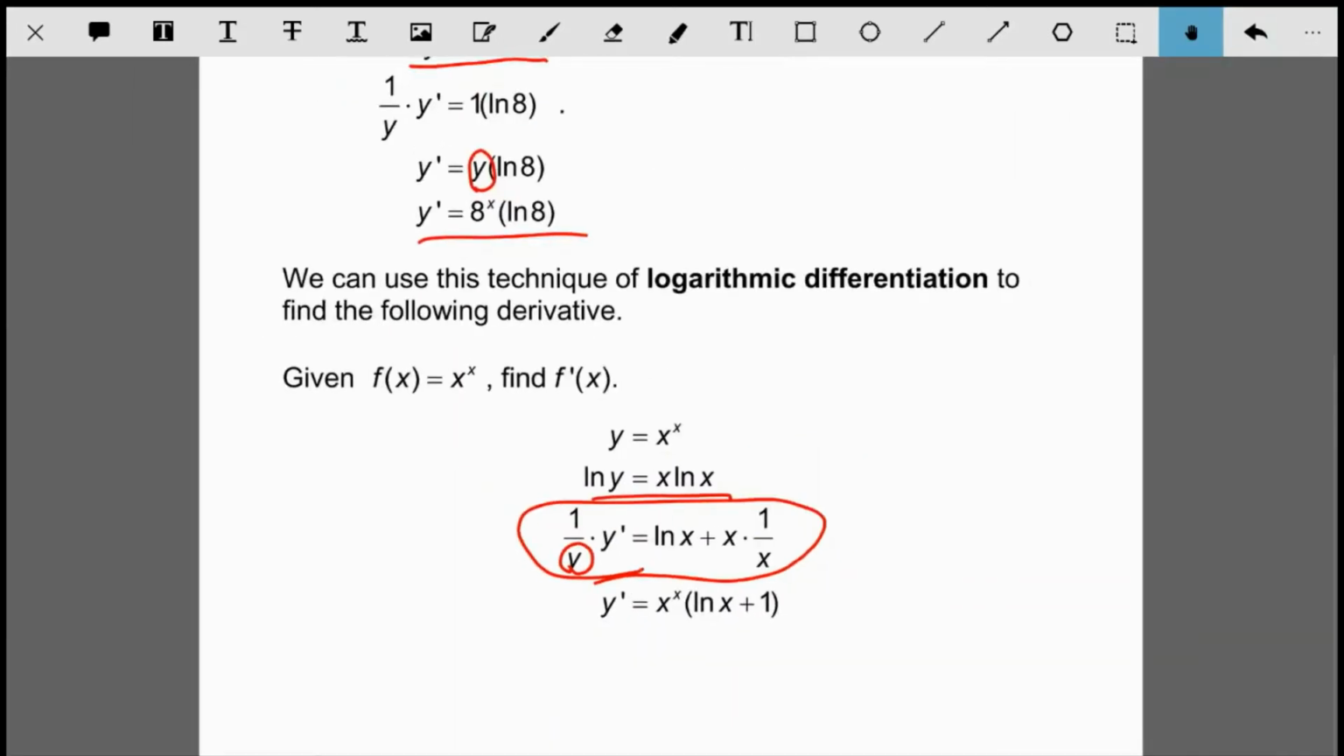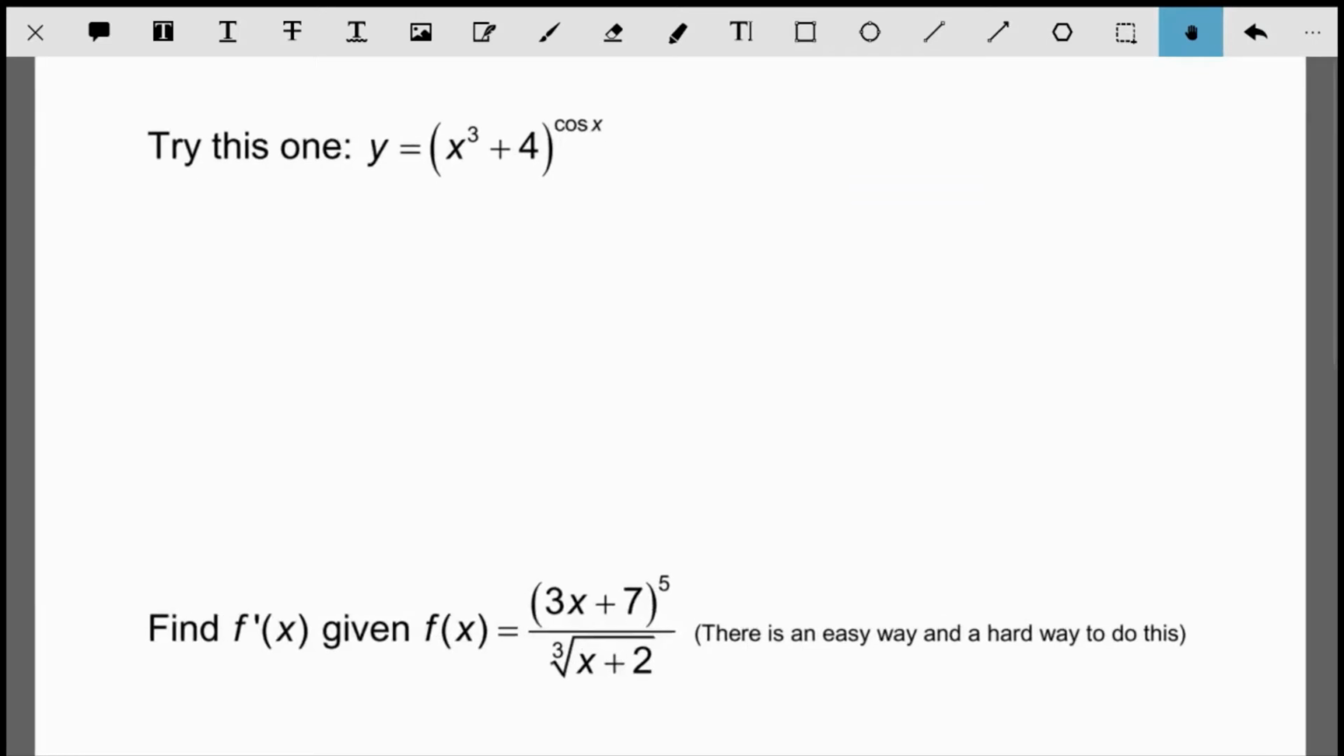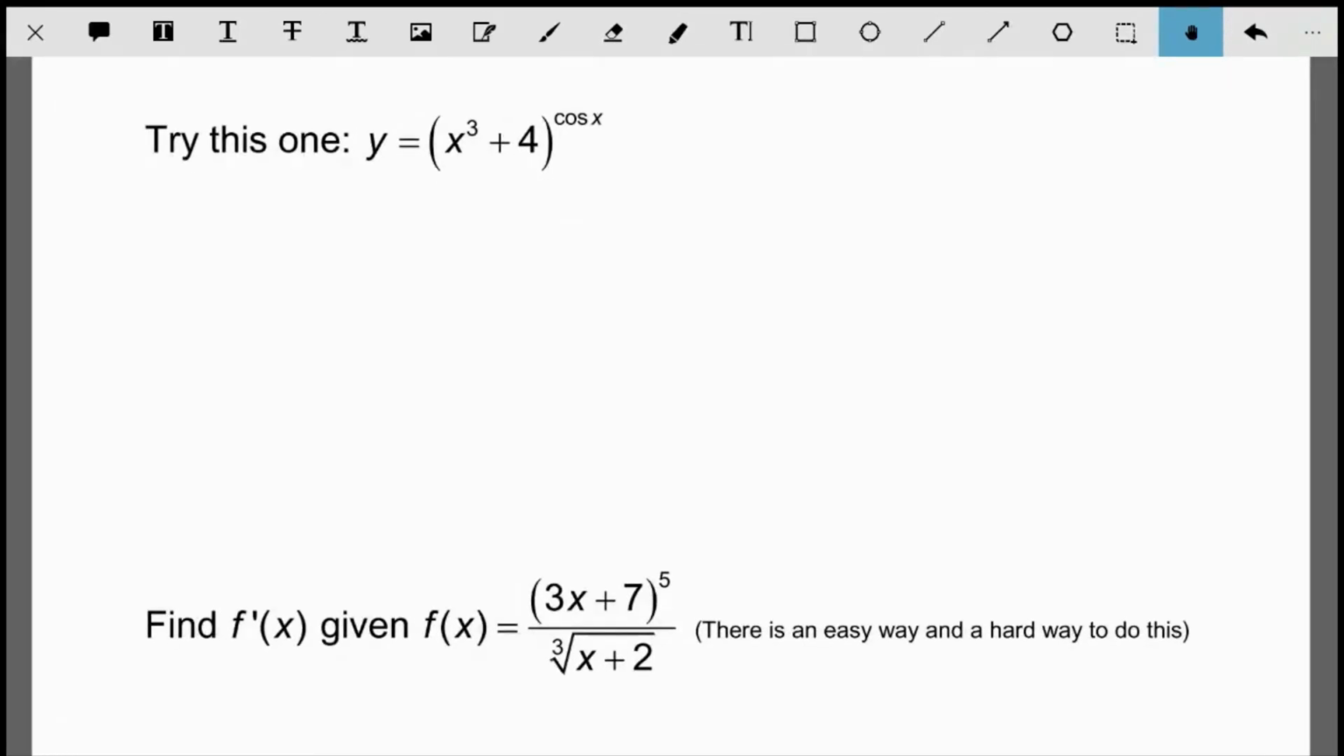How we can also use it is in a situation like these. We have two problems here that are dealing with situations where it makes more sense to use logarithmic differentiation than it does to actually use derivative rules that we know, at least for the second one. For the first one, we don't really have a choice. For the second one, logarithmic differentiation is going to simplify the process.